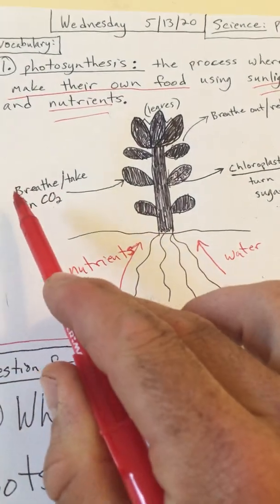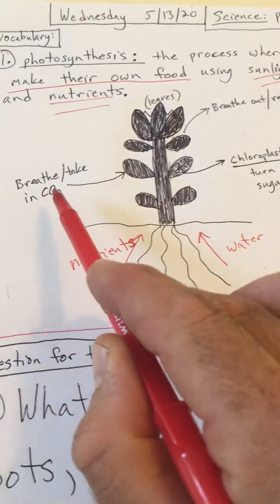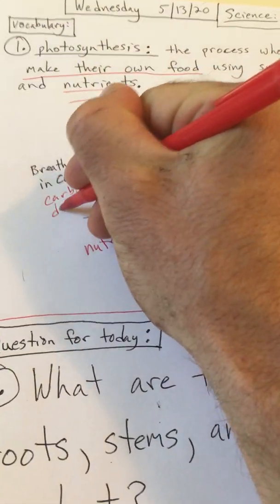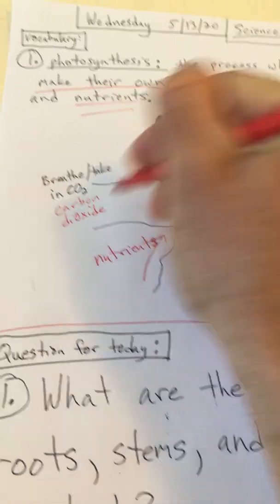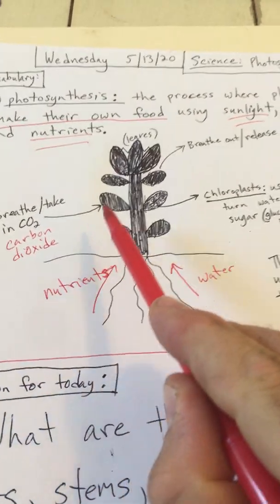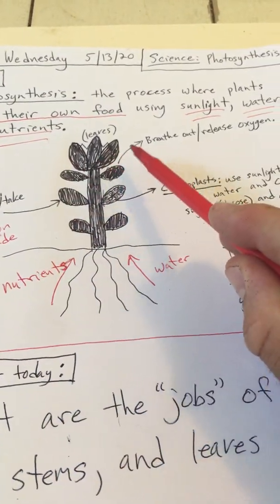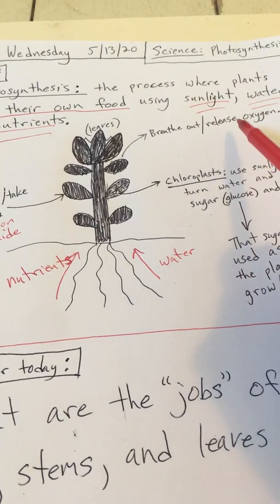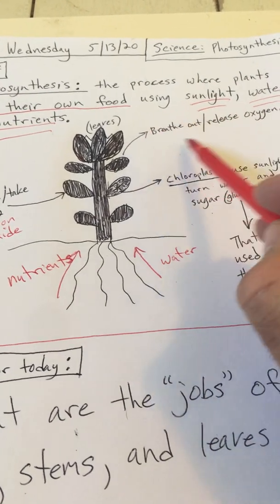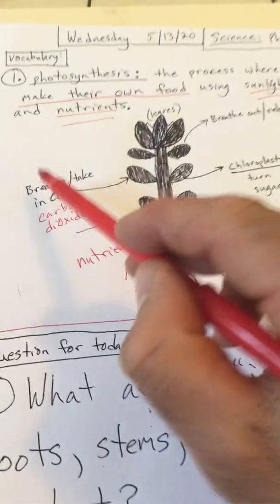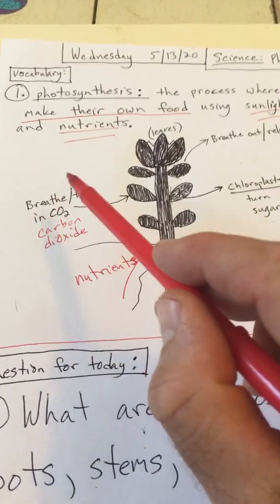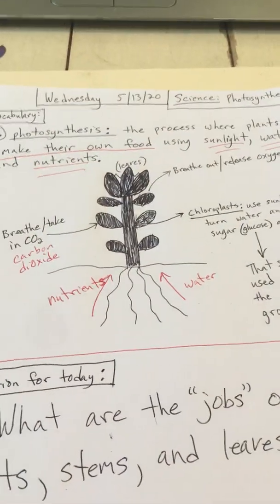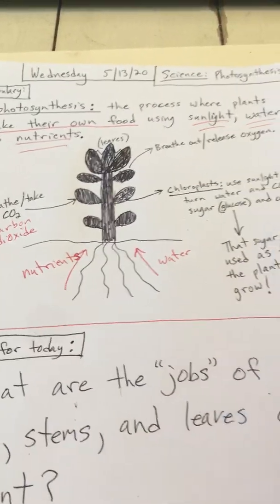Okay, so plants breathe, or take in, CO2, which is carbon dioxide. They breathe in carbon dioxide and they breathe out, or release, oxygen. So it's the opposite of humans and mammals. Mammals breathe in oxygen and breathe out carbon dioxide. Plants are the opposite. And it has to do with photosynthesis, why they do that.